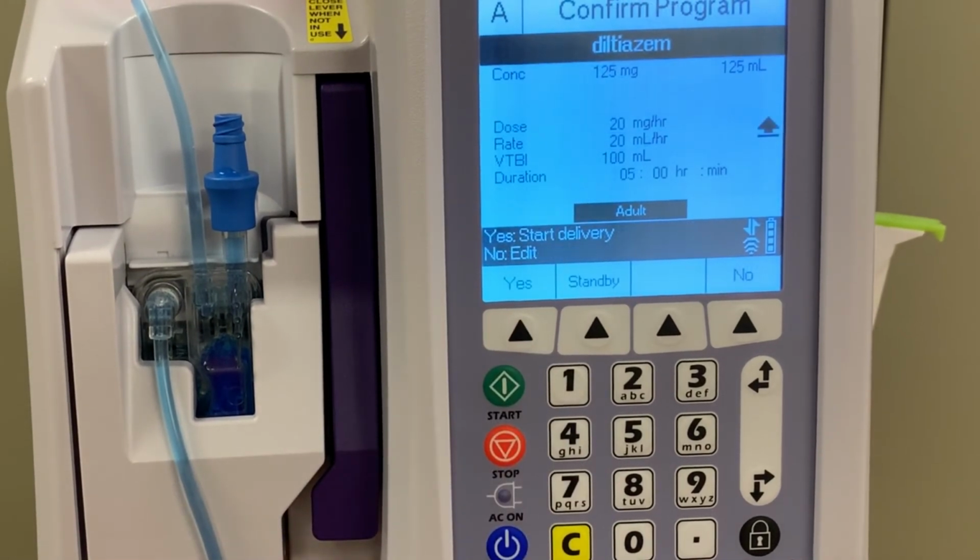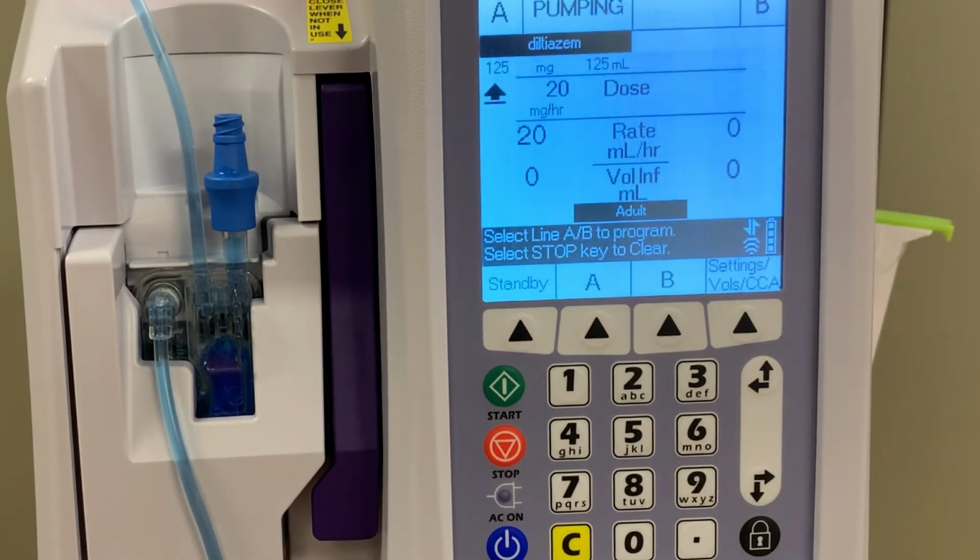This soft limit exists to make sure that the person programming the pump is intentionally choosing a rate that is outside the normal range, but it's not yet considered unsafe.